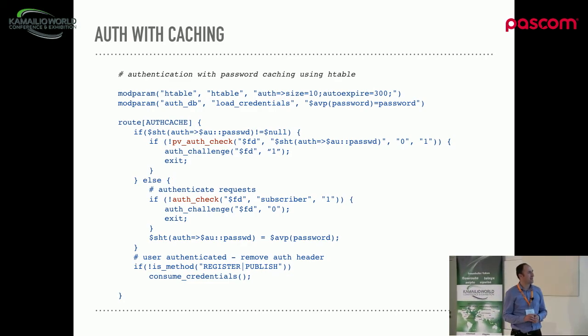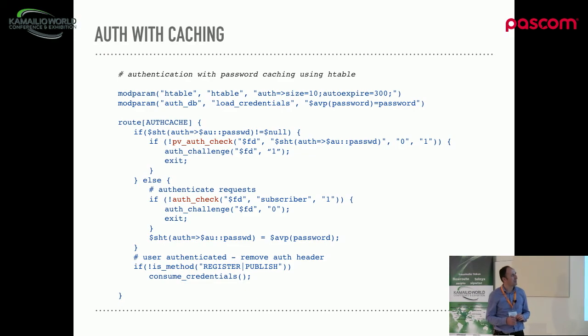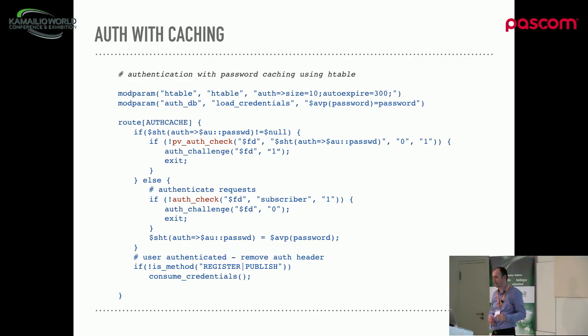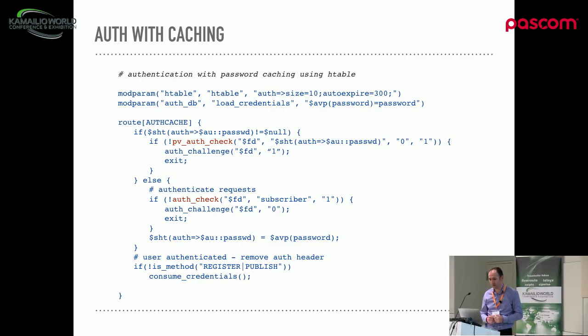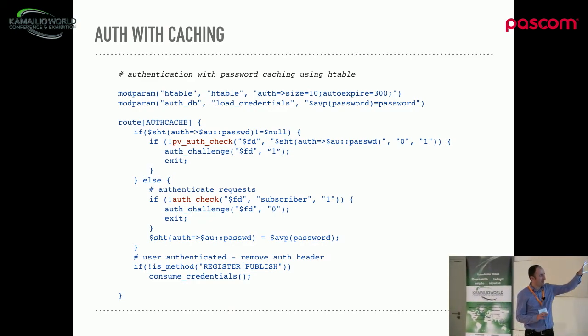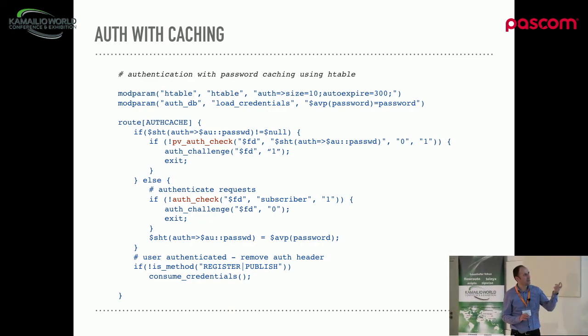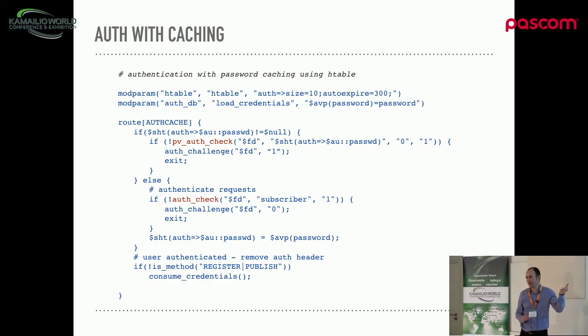Another quite interesting trick that you can do, this time with authDB, is this load credential parameter. If you haven't used it, look at it. Maybe you can use it also for other situations. Here you can provide a variable name equal to a column name in the subscriber table.